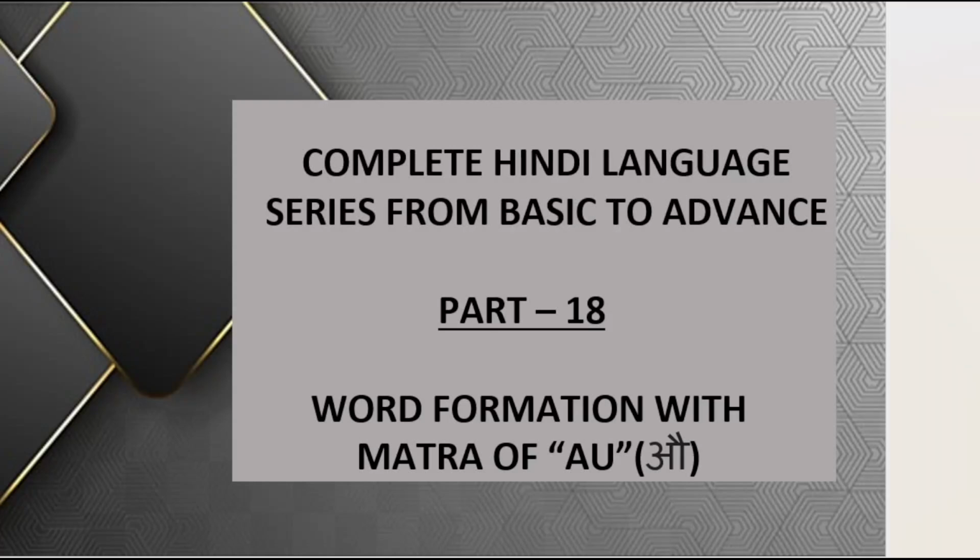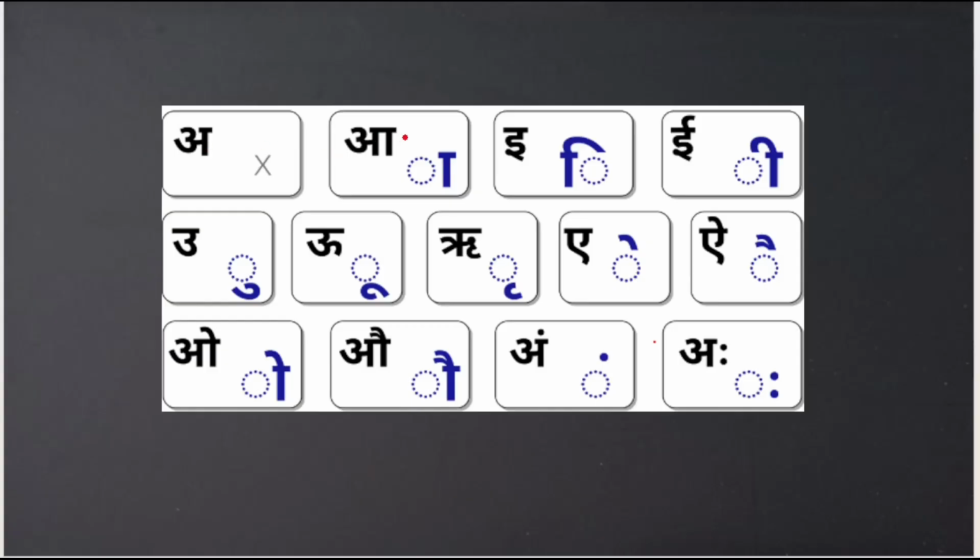Hello everyone. This is part 18 of the Complete Hindi Language series from Basic to Advanced, and today's topic is word formation with the matra of au. Let's get started. We have already seen word formation with the matras of a, e, ee, u, oo, re, ai and o, and this is our topic today. Please remember all these symbols created by their corresponding letters.